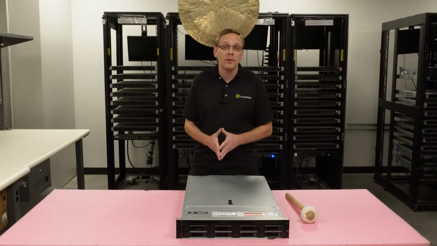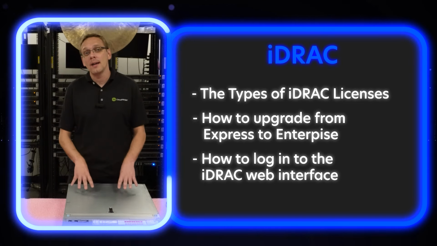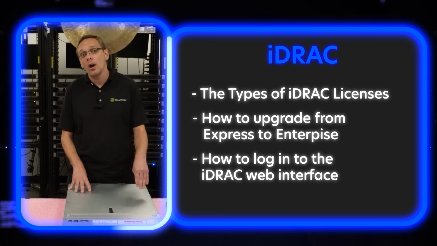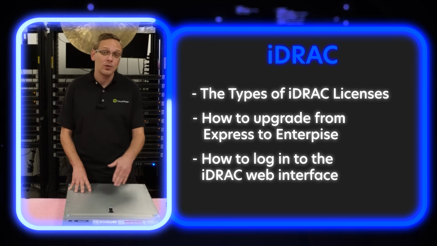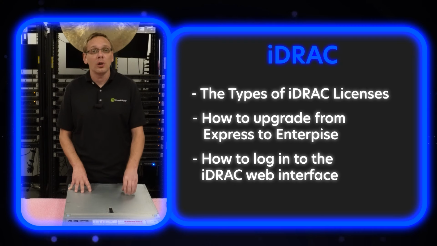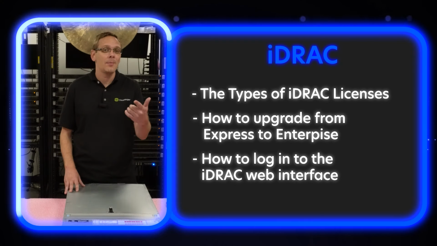So what are we going to do in this video as a whole? We're going to talk about what types of licenses there are. We're going to help you identify what type of license you have. We're going to show you how to upgrade your license from Express to Enterprise, which are the two types of licenses. And then at the end, we're going to show you how to log into the iDRAC web interface. So there's going to be a lot going on in this video. Let's just hop into the good stuff.